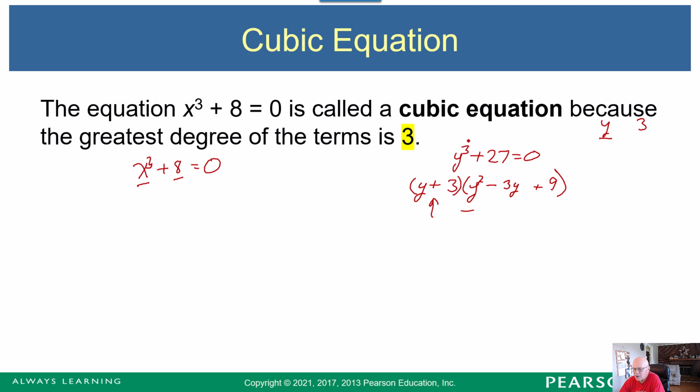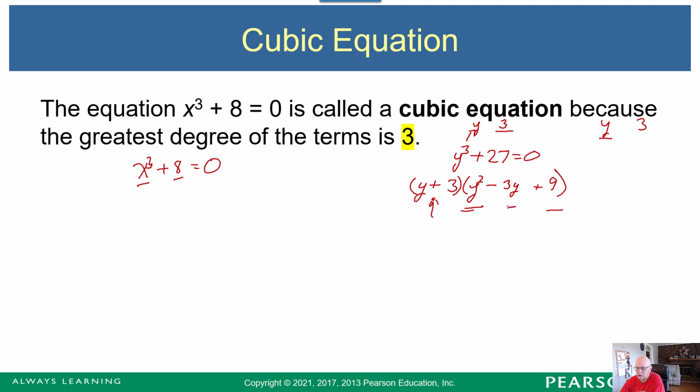Now the key here, I'll give you a hint about this last one, is once you've got this, if this is equal to 0, then you've got y plus 3 equals 0, and y squared minus 3y plus 9 equals 0. The zero factor property. This will give us y equals -3. Hey, this isn't so hard.